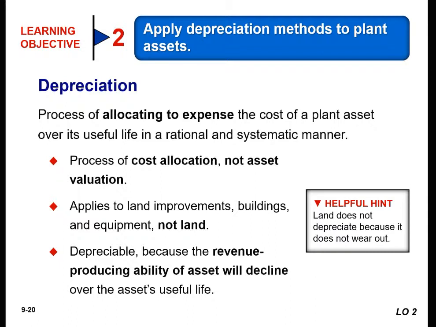Depreciation applies to three classes of plant assets: land improvements, buildings, and equipment. It does not apply to land. Land is not a depreciable asset because it is not going to wear out.